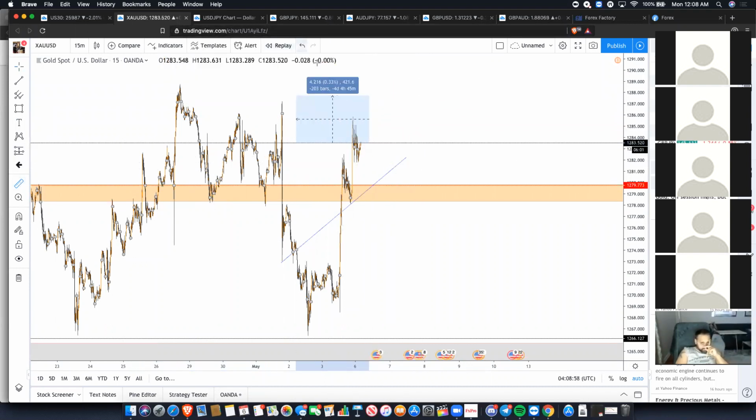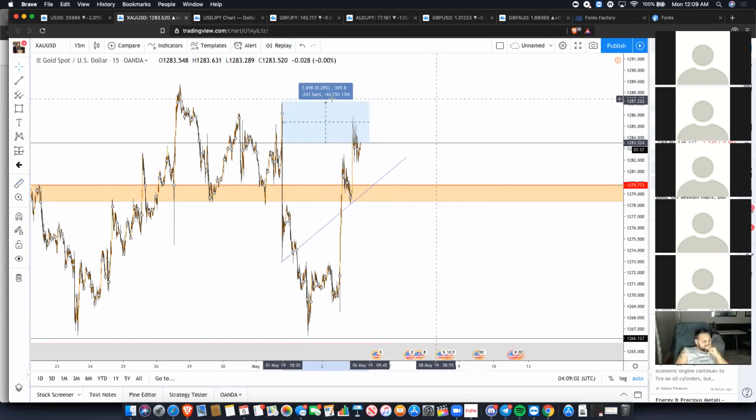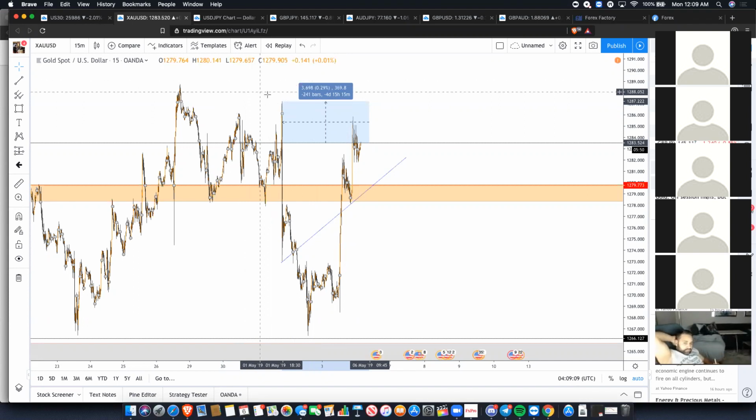366 pips left. No, yeah, 366 to the upside to finish that move to 1287, which matches what you want. If it does break that, then we have another high of 1288.7 around there.